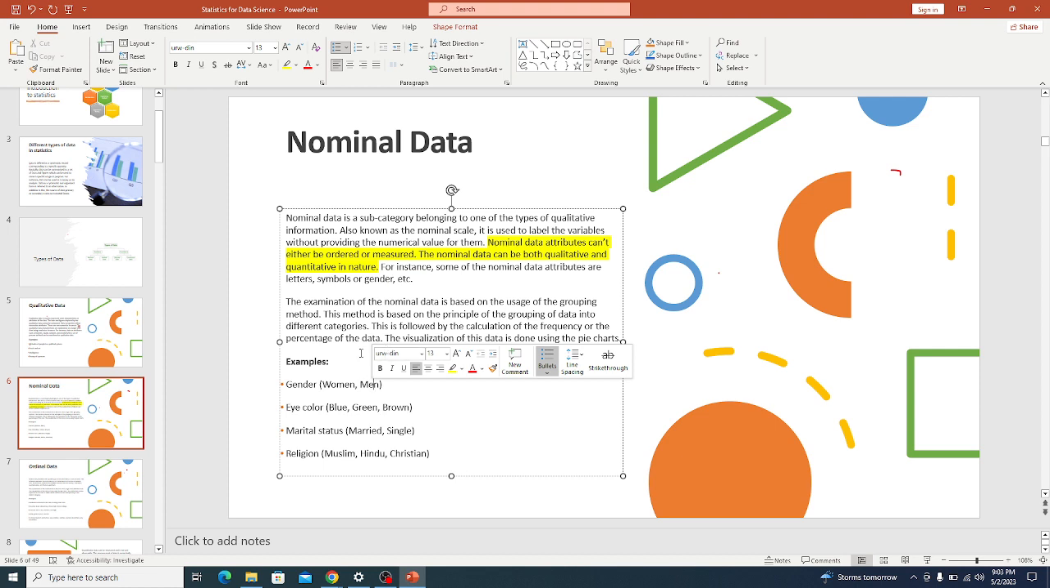With that, you can see we will now be dealing with ones and twos, and those are quantitative data types. So, for instance, some of the nominal data attributes are letters, symbols, or gender, etc. The examination of nominal data is based on the usage of the grouping method.